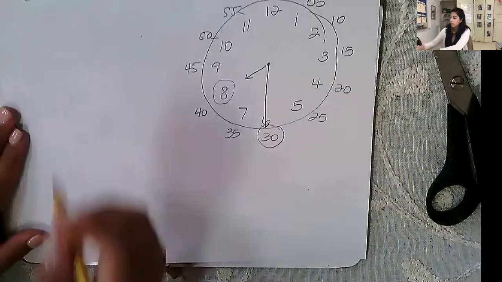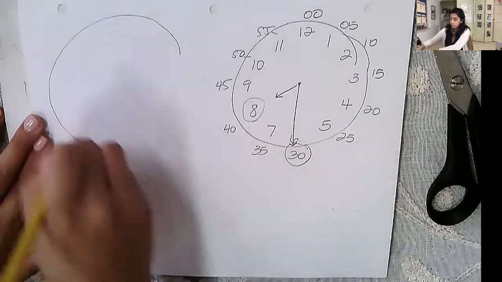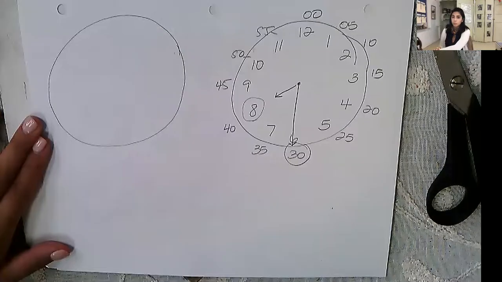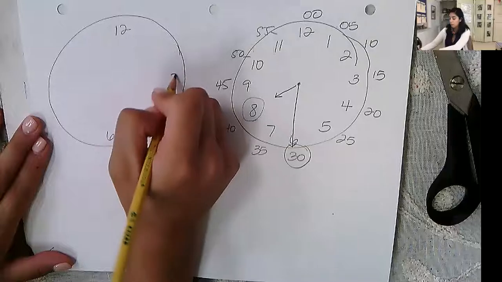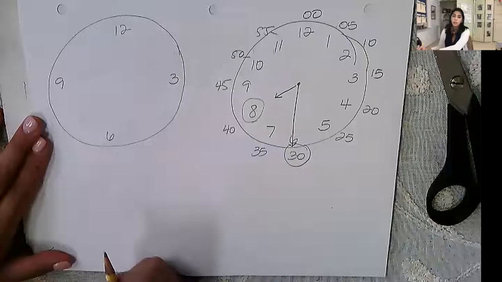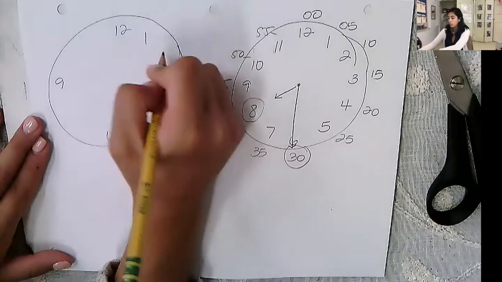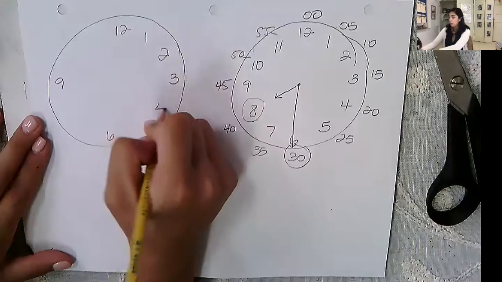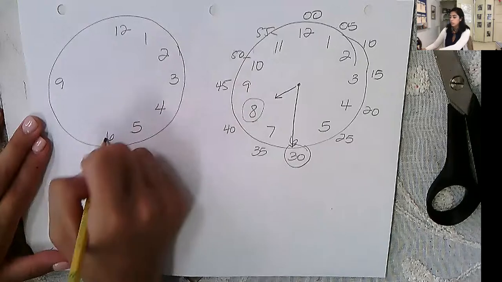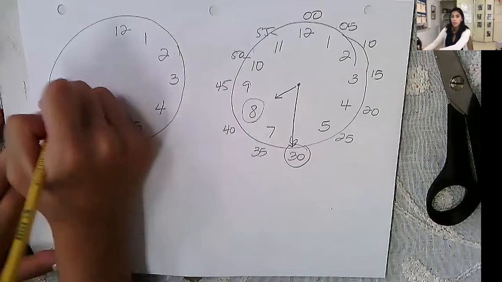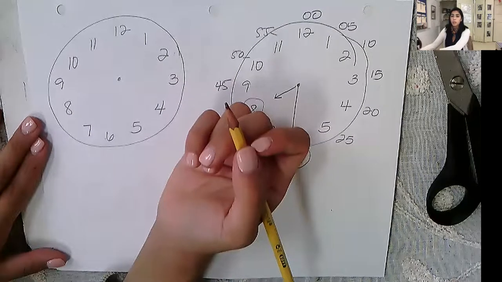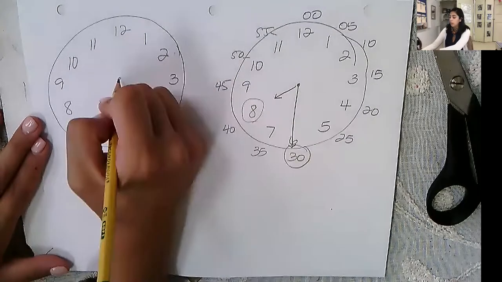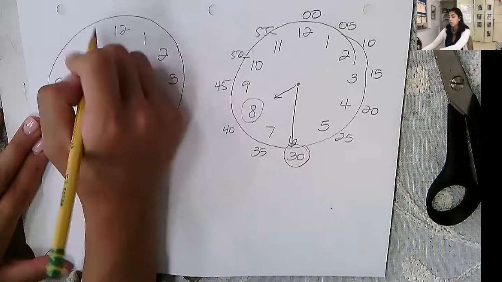Let's draw our clock. 12, 6, 3, 9. Is that written down for you on your paper? Okay, good. Let's continue. 1, 2, 3, 4, 5, 6, 7, 8, 9, 10, 11, 12. I said for me it was 11:30, so the little hand will point to the 11.